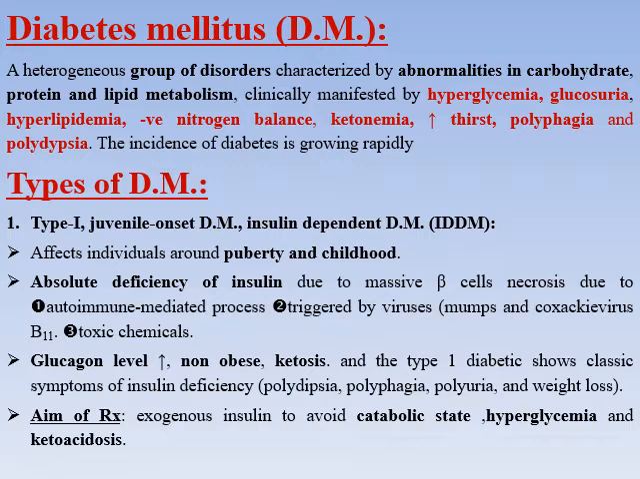When the level of glucose increases above the renal threshold, glucose will appear in urine, so we have glucosuria. Also hyperlipidemia, negative nitrogen balance and presence of ketone bodies, ketonemia. Increased thirst, polyphagia, polyuria, polydipsia. هذه كلها تكون موجودة عند patient with diabetes mellitus.